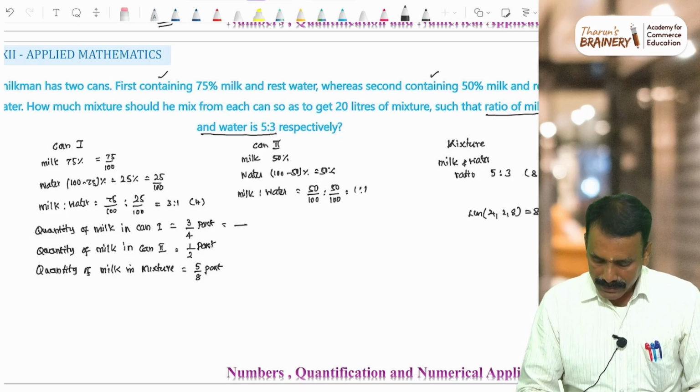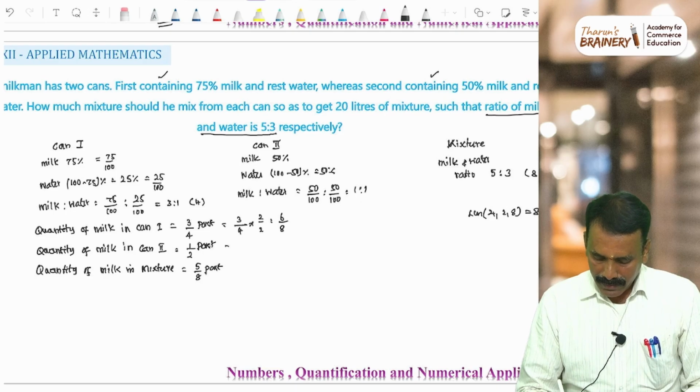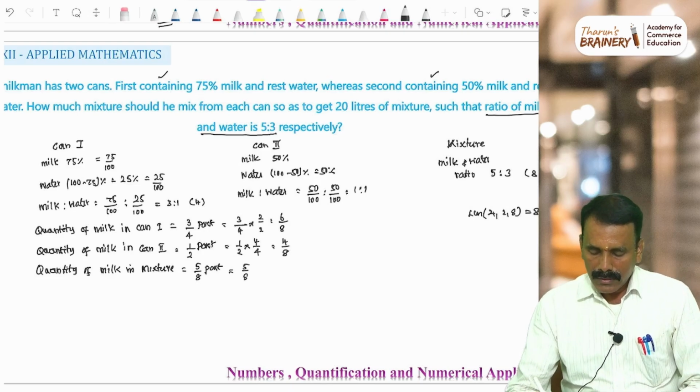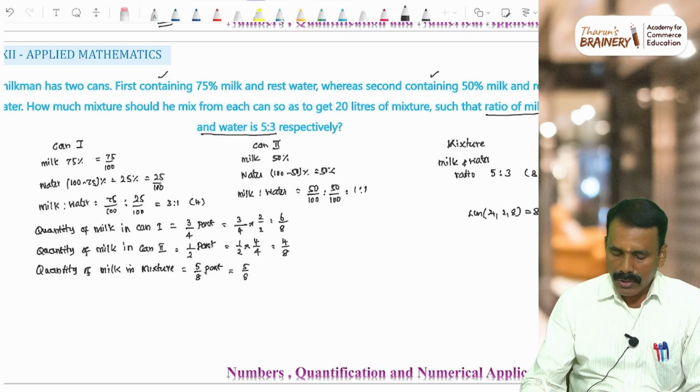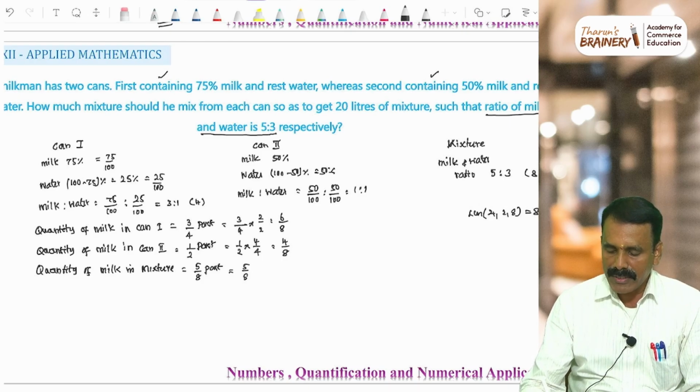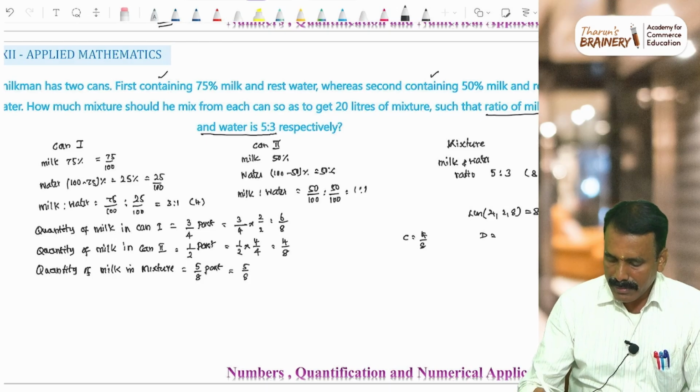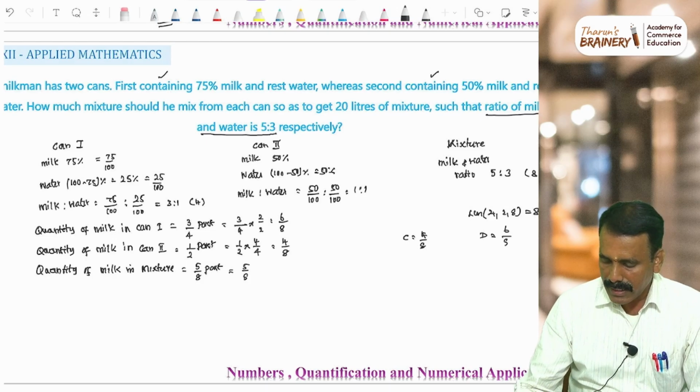So we multiply here with 2. So 3/4 into 2/2 is 6/8. Here we multiply 1/2 with 4, that is nothing but 4 by 8, and this stays the same, no change, 5 by 8. So out of 8 parts, 4 is going to be milk, 4 is going to be water. So this is the cheaper one, C is equal to 4 by 8. And the dearer, a little bit costlier, is going to be 6 by 8.